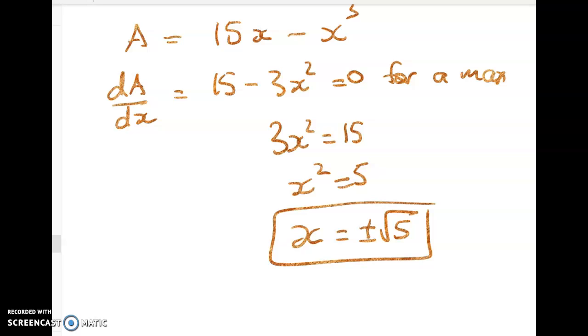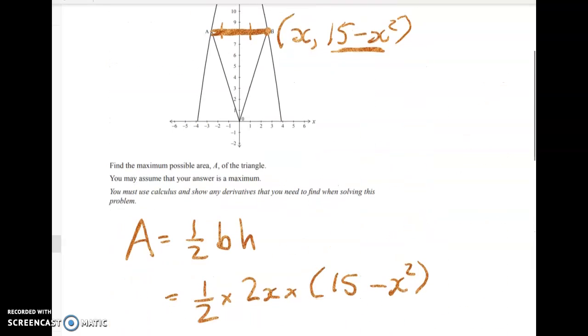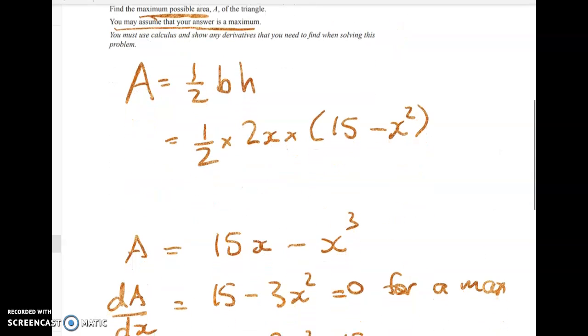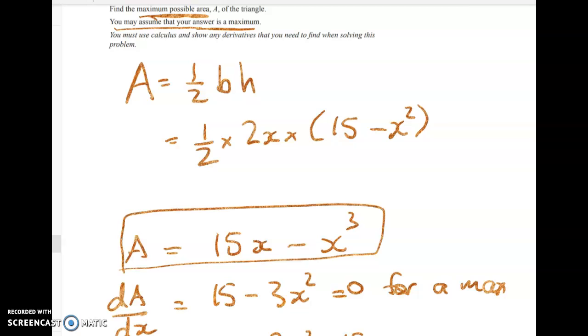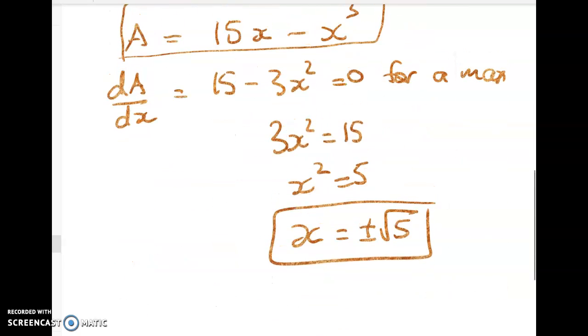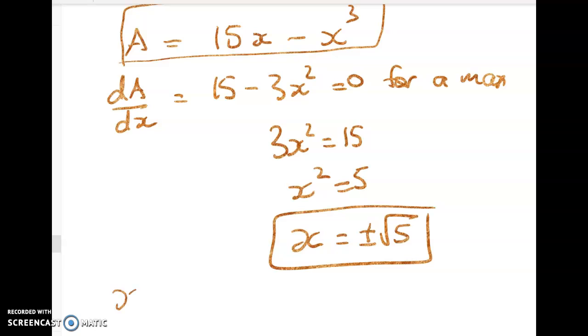But we haven't quite finished because, as usual, what we're interested in is to find the maximum possible area. Now, we don't need to show that it's a maximum, so that speeds us up. So a couple of ways to go here. We can just substitute in our value of x into the area function. And that's what I'm going to do. So we're going to use x is equal to root 5. You could use the negative one. Let me think about whether that will matter. That would give you a negative area, which would be kind of weird.